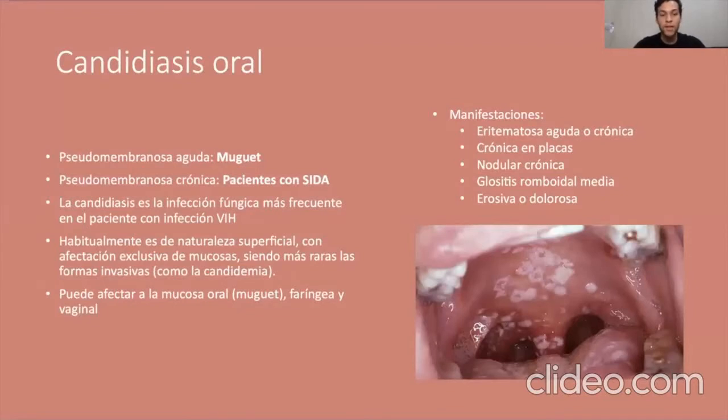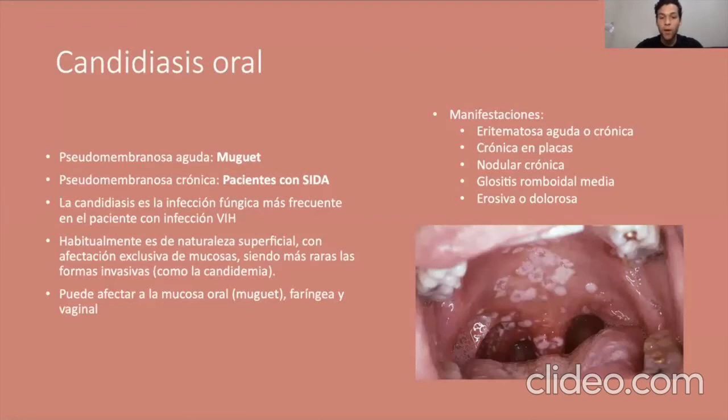Oral candidiasis can be presented in two different ways, an acute pseudomembranous form that is also called thrush, or a chronic pseudomembranous form in AIDS patients. Candidiasis is the most frequent fungal infection in HIV-positive patients and one of the most frequent in its natural history. It is usually superficial in nature with exclusive involvement of a mucosa, with invasive forms such as candidemia being less frequent.